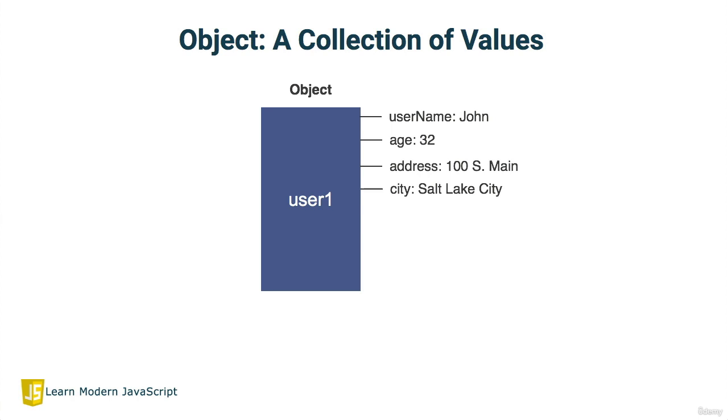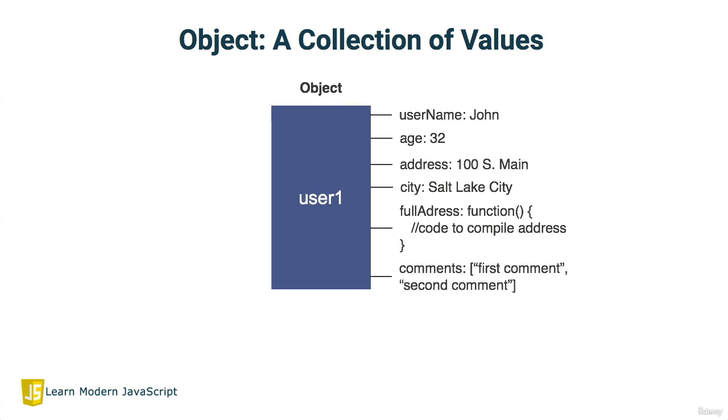Now let's look at a name-value pair that contains different information, in this case, a function. So the name is full address. The contents, or the value associated with that name, is a function definition. So we could execute that function by referring to the object and then referring to the name associated with that function. One more example of data associated with this object.